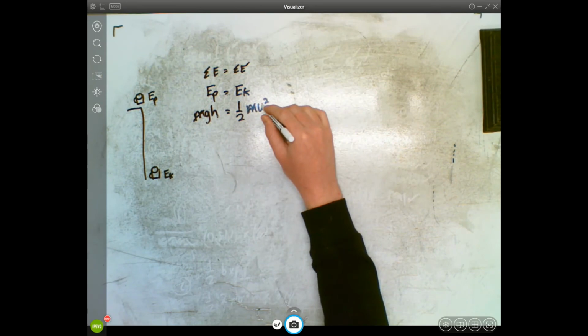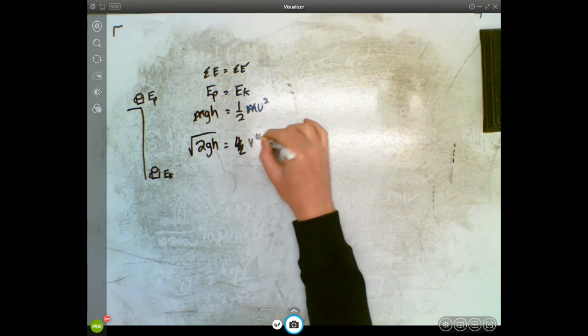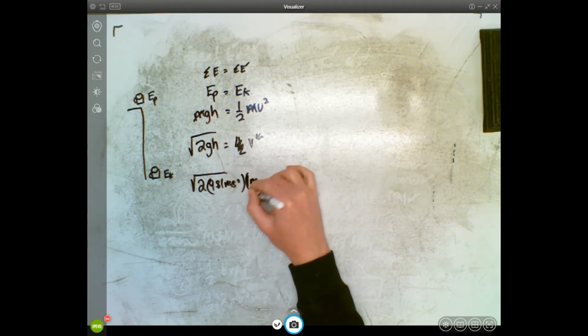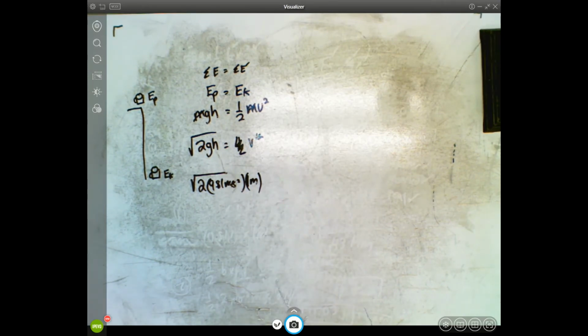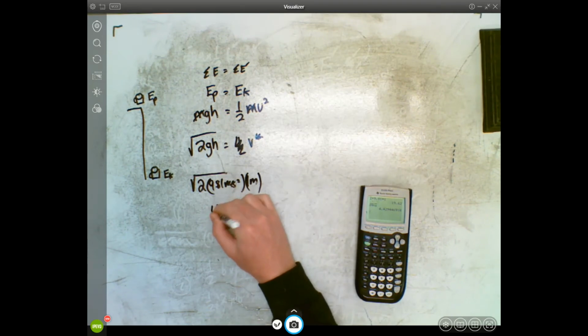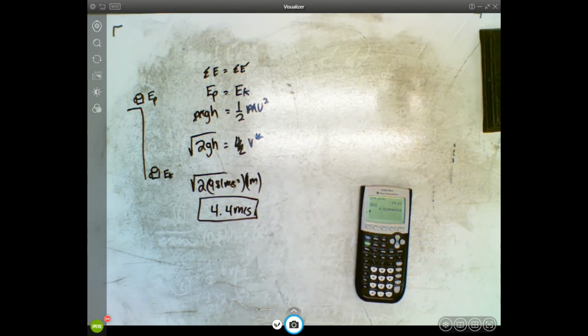So if we want to find my speed, I just have to rearrange this formula. So I move my 2 up top, and I square root it, and I get square root 2 times 9.81 meters per second squared times my height of 1 meter, like that. And if I type that all in, 2 times 9.81 times 1, and square root my answer, I get my coffee cup is moving at 4.4 meters per second just before it hits the ground. Okay, so not too bad.